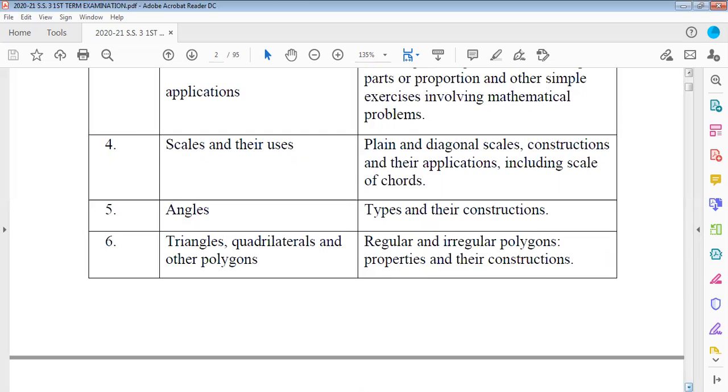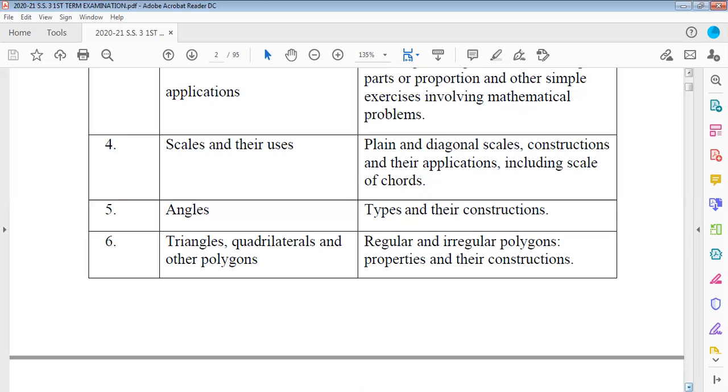Very, very important. You have to pay attention to the construction of angles with the use of a pair of compasses. You must know that. How you can construct angle 7.5 degree, angle 15 degree, angle 30 degree, angle 22.5 degree, angle 45 degree, angle 90, angle 60, 75, angle 105, angle 135, 150, 120, and so on. You need to pay attention to how you can construct that, and you need to practice.